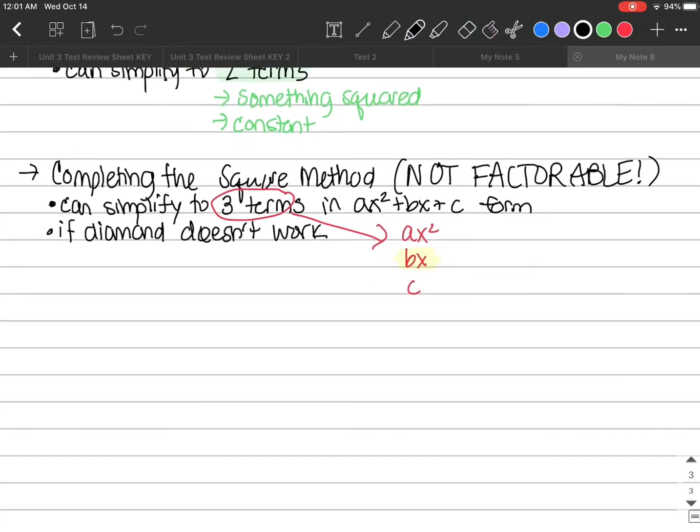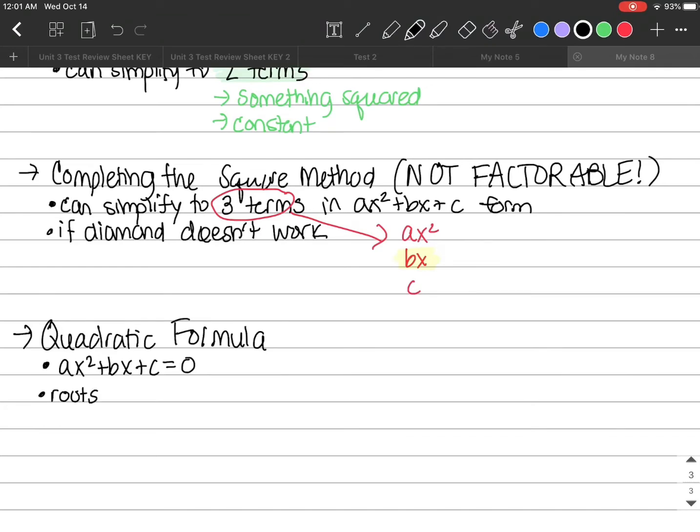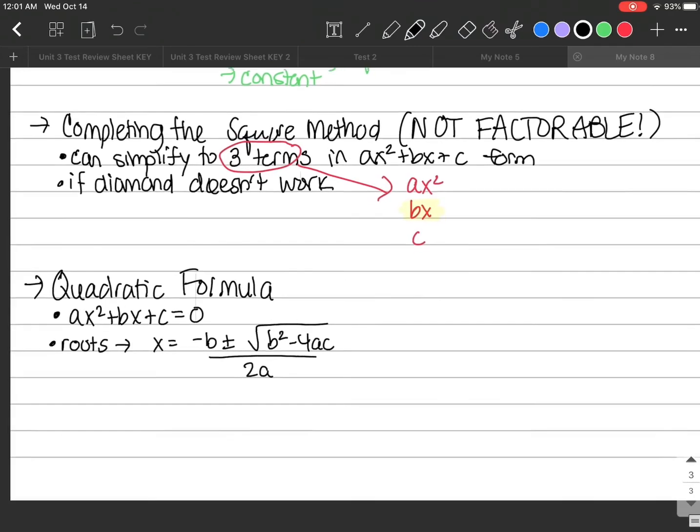And then the last one we talked about is the quadratic formula. So the quadratic formula can be used in any case. You're only allowed to use it once on your test. You need the form ax squared plus bx plus c is equal to 0. If you have that form, you can find the roots by doing x is equal to negative b, plus or minus the square root of b squared minus 4 times a times c, all over 2 times a.